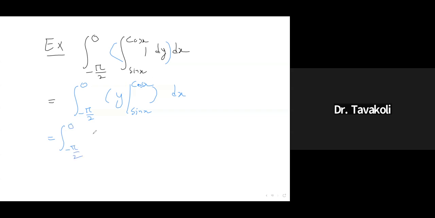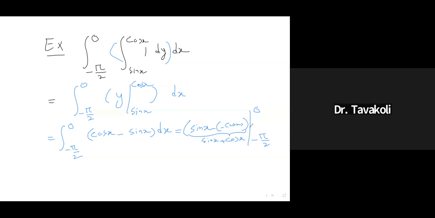Evaluation of y at cosine of x is just cosine of x. At the sine of x, just replace y by sine x. Now this becomes a calculus 1 type question. Antiderivative of cosine is sine, minus antiderivative of sine is negative cosine. And it should be evaluated at these limits, and we should do the subtraction. First of all, this is going to be sine x plus cosine x. Double minus makes that plus cosine x.